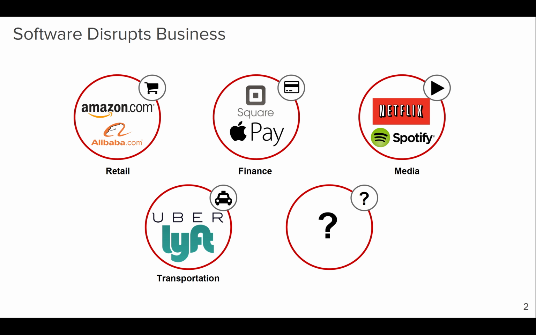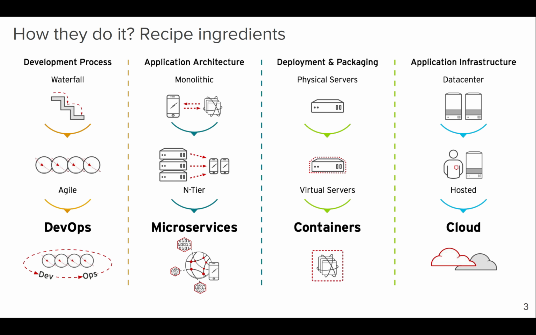Now, why talk about this? Some of the very successful businesses like Amazon, Square, Netflix, and Uber have really disrupted the business. They were able to do that on the backbone of technology. Whatever software or infrastructure they have used has really helped them become really successful at what they are doing. Now, how did they do that?